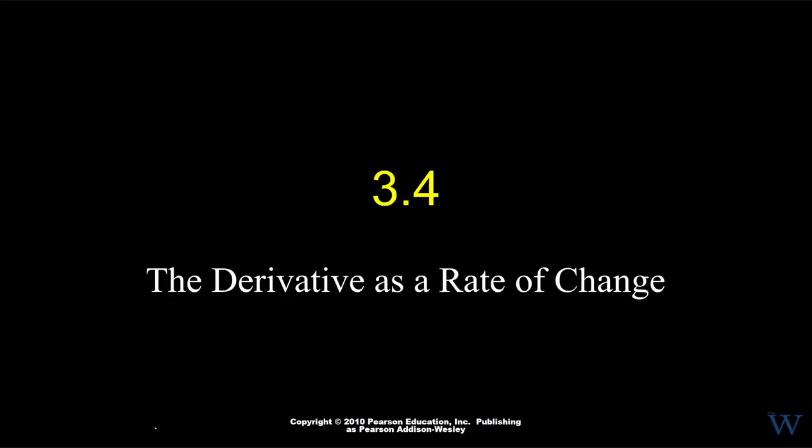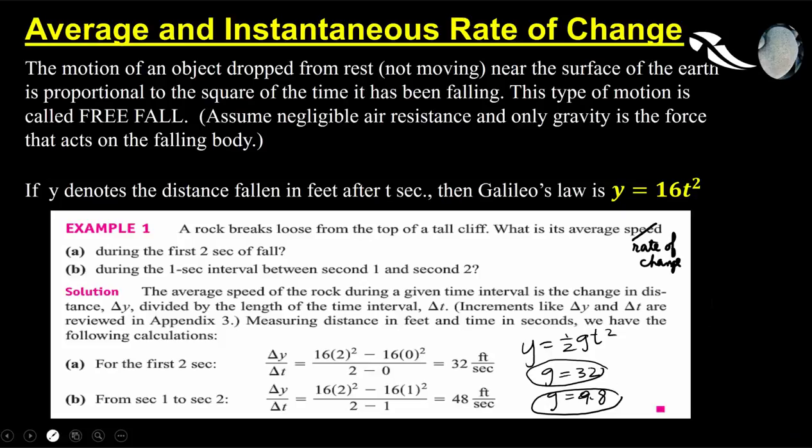Welcome to section 3.1. Oh, section 3.4. The derivative as a rate of change. Okay, this is actually a very familiar section because we've looked at this in section 3.1 and 2.1, but this time we'll just introduce different terminologies, right? Okay, average and instantaneous rate of change.